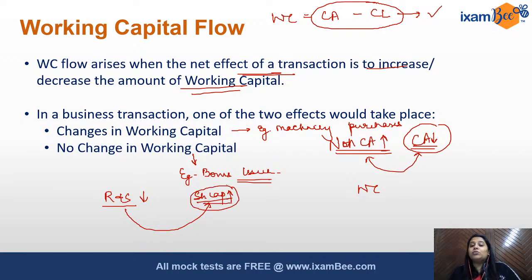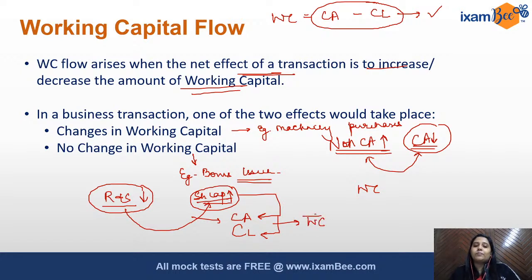So here both the effects of these transactions are not affecting the composition of current assets or current liabilities. Since this transaction is neither affecting current assets nor current liabilities, in a sense working capital will remain the same. So a business transaction can be there where there's no change in the working capital, or it could also be there when there's a change in the working capital, right?